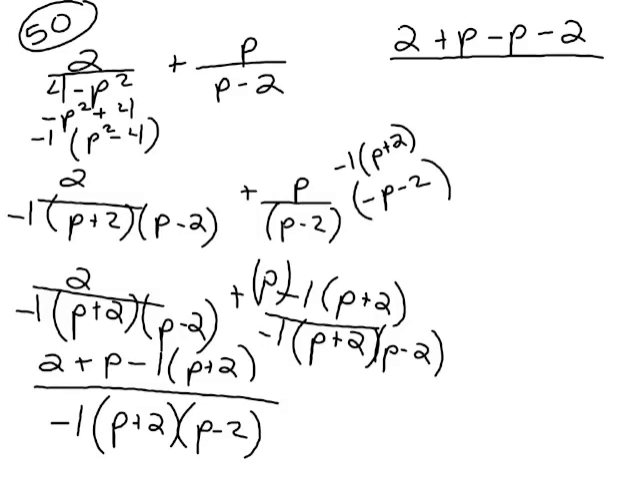Then I had p plus a minus p minus a 2. So I have a 2 plus p minus 2. So 2 minus 2 is 0, and p minus p is 0. So I've got a big 0 on the top. Zero over, what's on bottom? Negative 1, p plus 2, p minus 2.